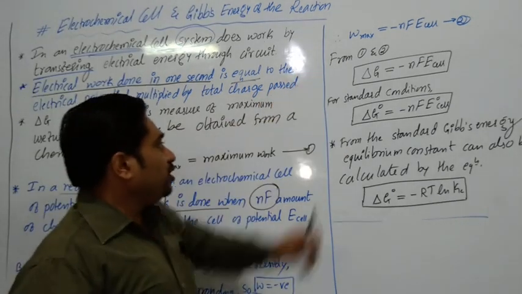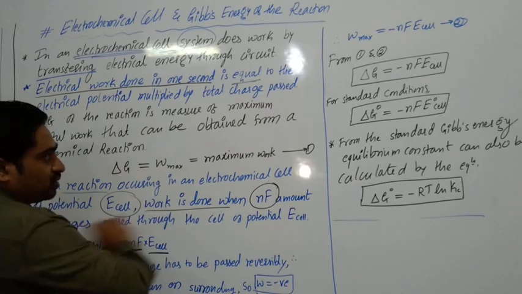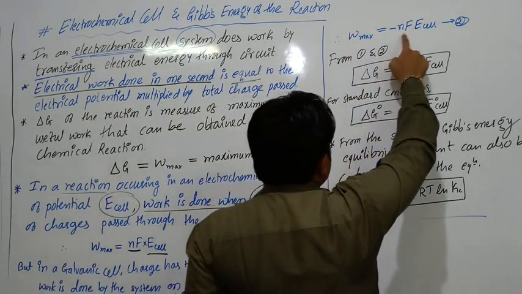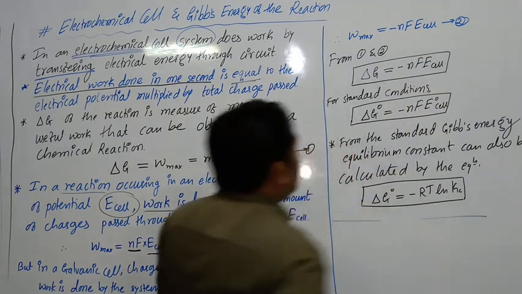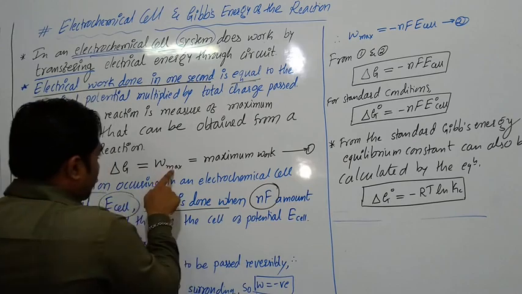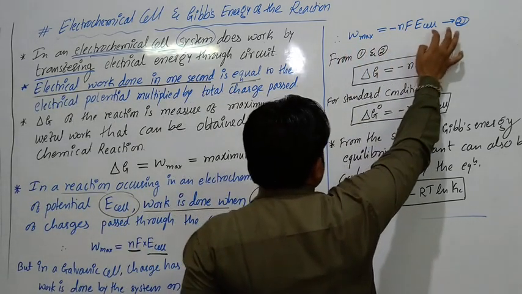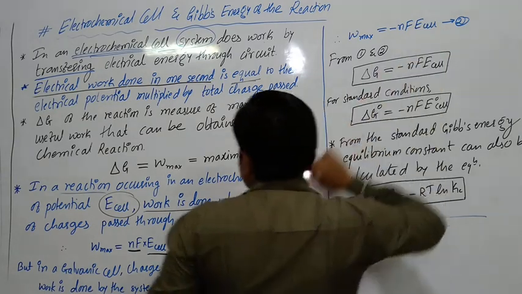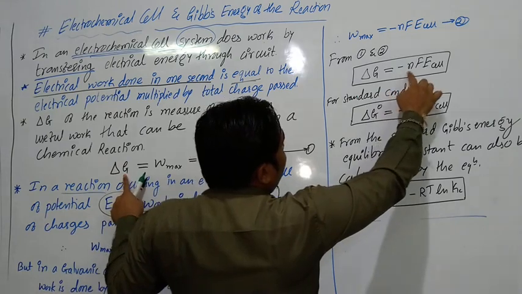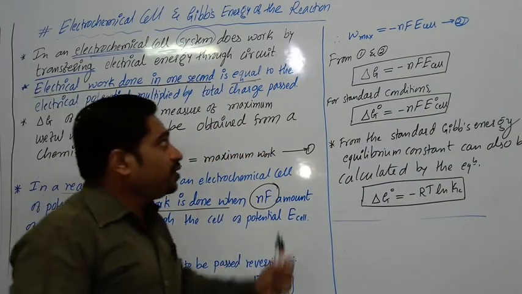From equation 1, delta G is equal to maximum work, and from equation 2, maximum work is equal to minus nF E cell. So now we can equate equation 1 with equation 2. Here W max is equal to delta G, and W max is equal to minus nF E cell. So directly we can write delta G is equal to minus nF E cell.